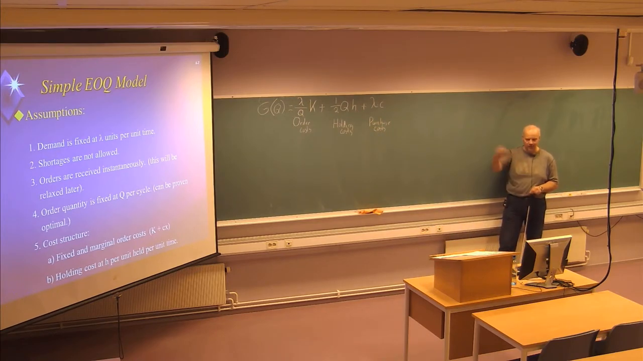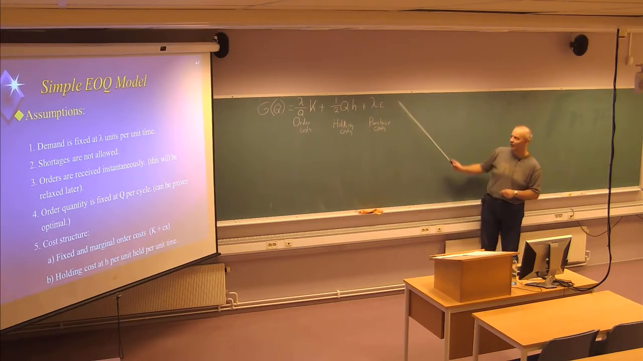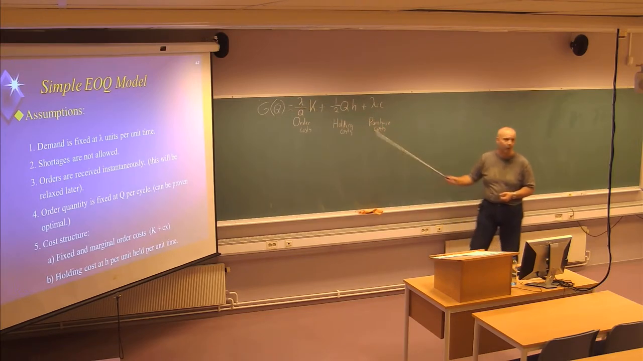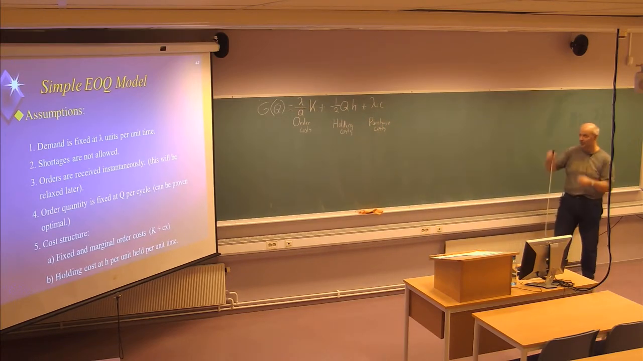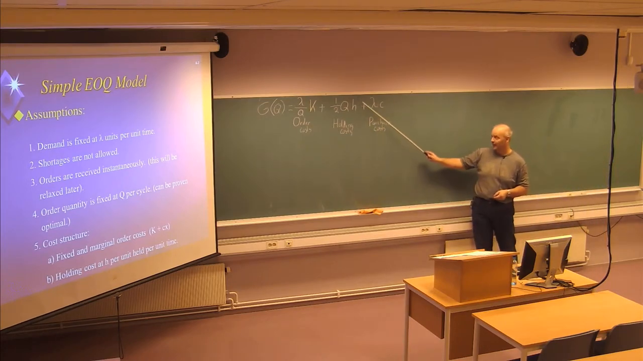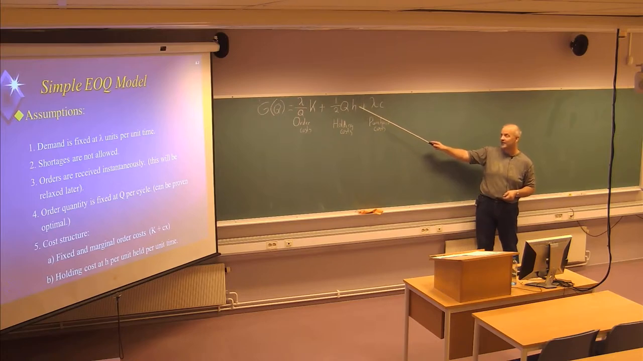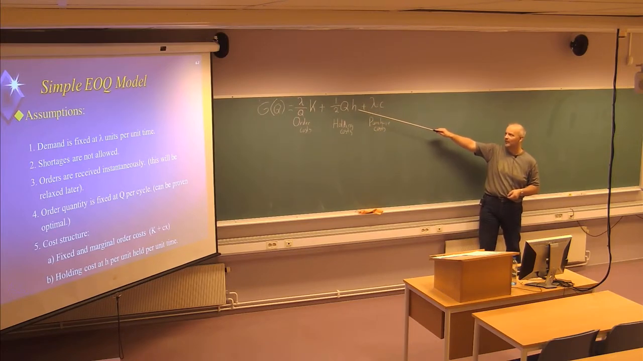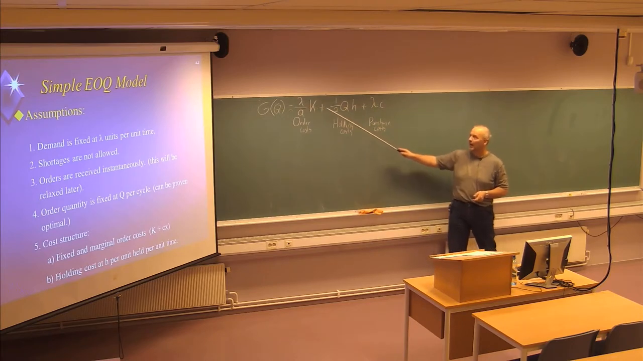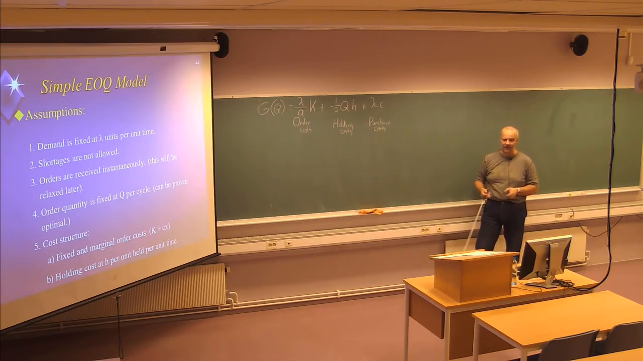This is a quite common mistake, and it's also some kind of trap in some exam and assignment problems. You are given, for example, a demand per year and a holding cost per month, and then you need to recalculate one of them to find the same time unit for these two variables, because the demand and the holding cost should be given in the same time unit.